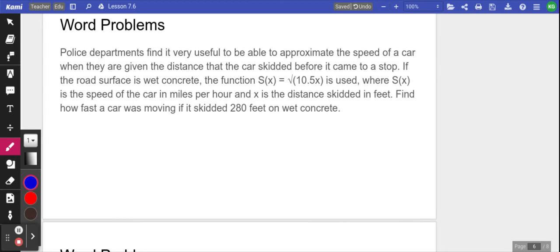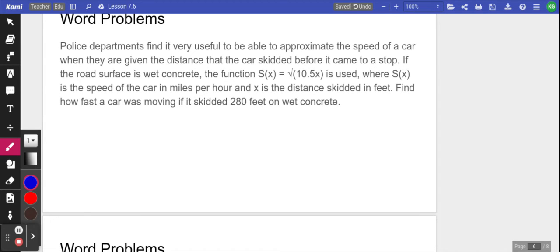Police departments find it very useful to be able to approximate the speed of a car when they are given the distance that the car skidded before it came to a stop. If the road surface is wet concrete, the function s of x equals the square root of 10.5x is used, where s of x is the speed of the car in miles per hour and x is the distance skidded in feet. Find how fast the car was moving if it skidded 280 feet.